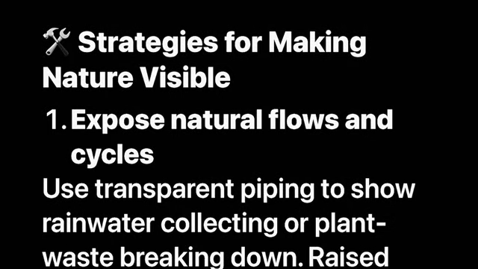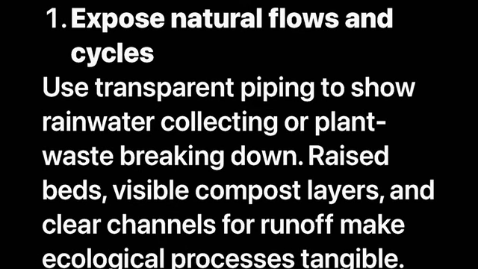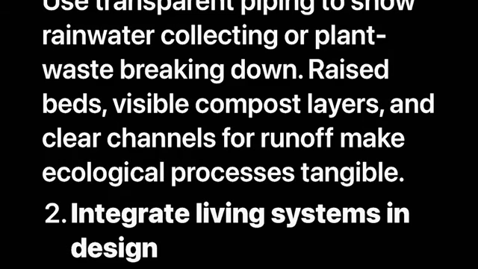Strategies for making nature visible. One: expose natural flows and cycles. Use transparent piping to show rainwater collecting or plant waste breaking down. Raised beds, visible compost layers, and clear channels for runoff make ecological processes tangible.